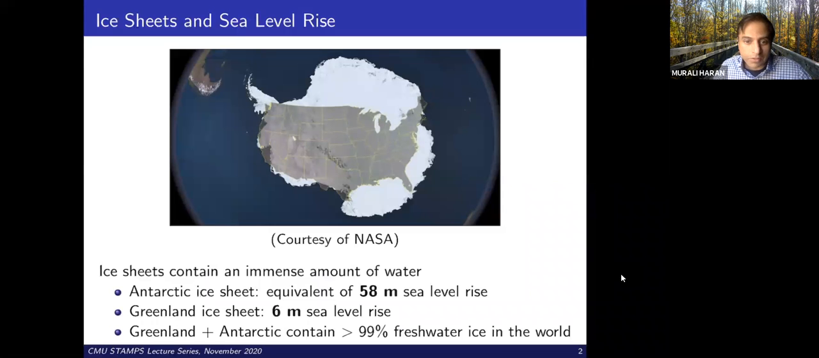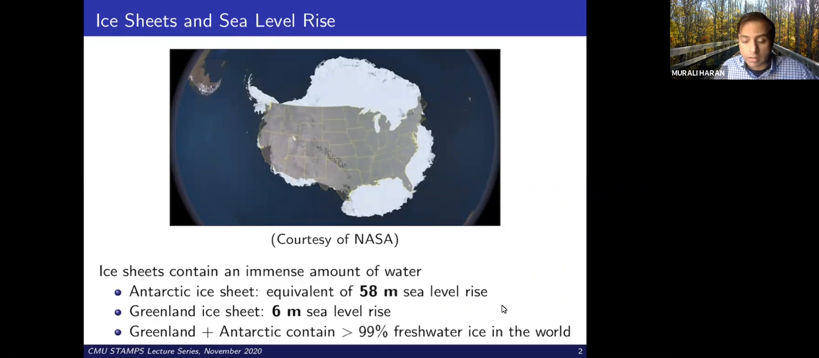And in fact, just to give you a sense of how much water this contains, the Antarctic ice sheet has the equivalent of 58 meters of sea level rise. So if the entire ice sheet were to melt, then sea level around the world would rise by 58 meters. That just gives you a sense of the incredible amount of volume. The Greenland ice sheet is not small, but that's only 6 meters, would result in, only within quotes, 6 meters of sea level rise.